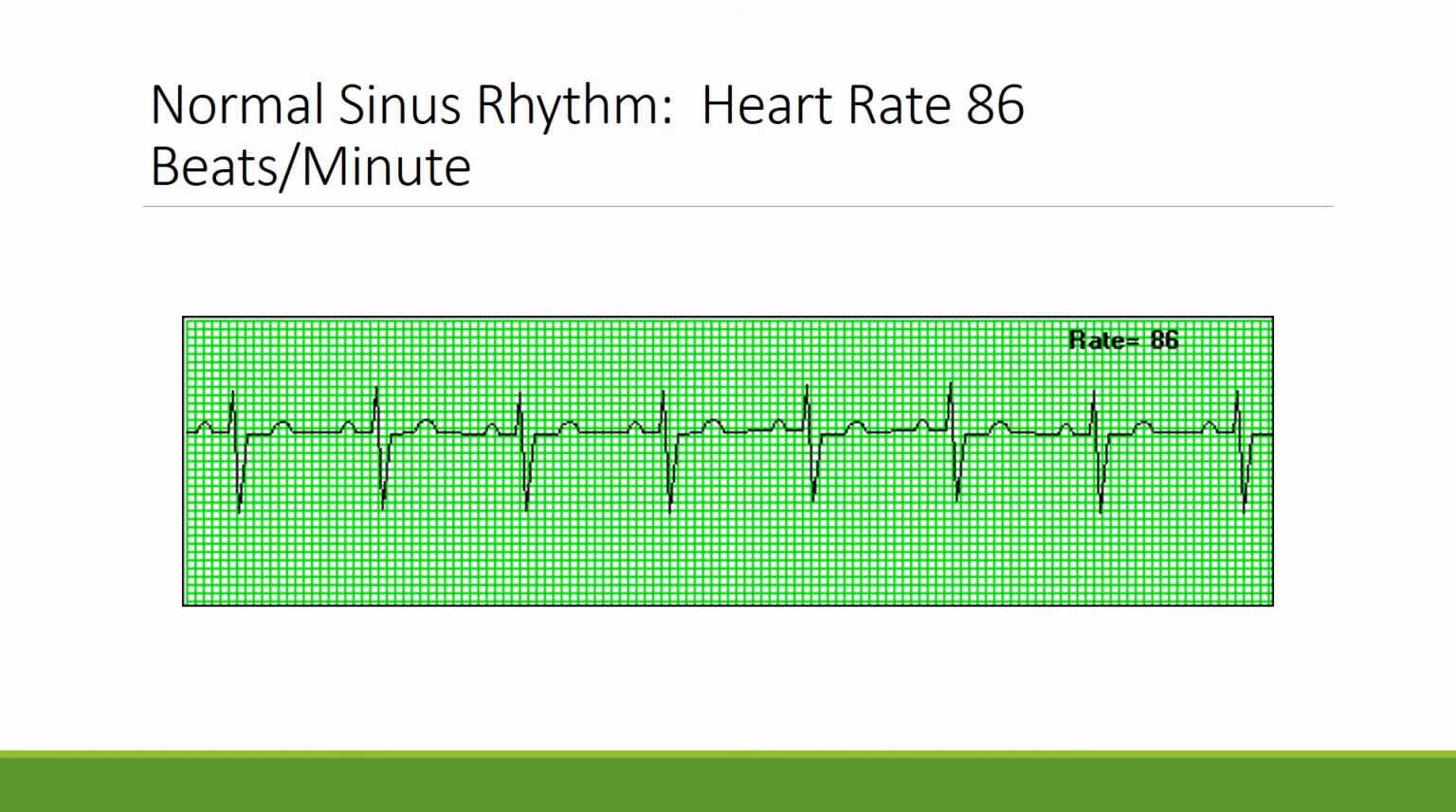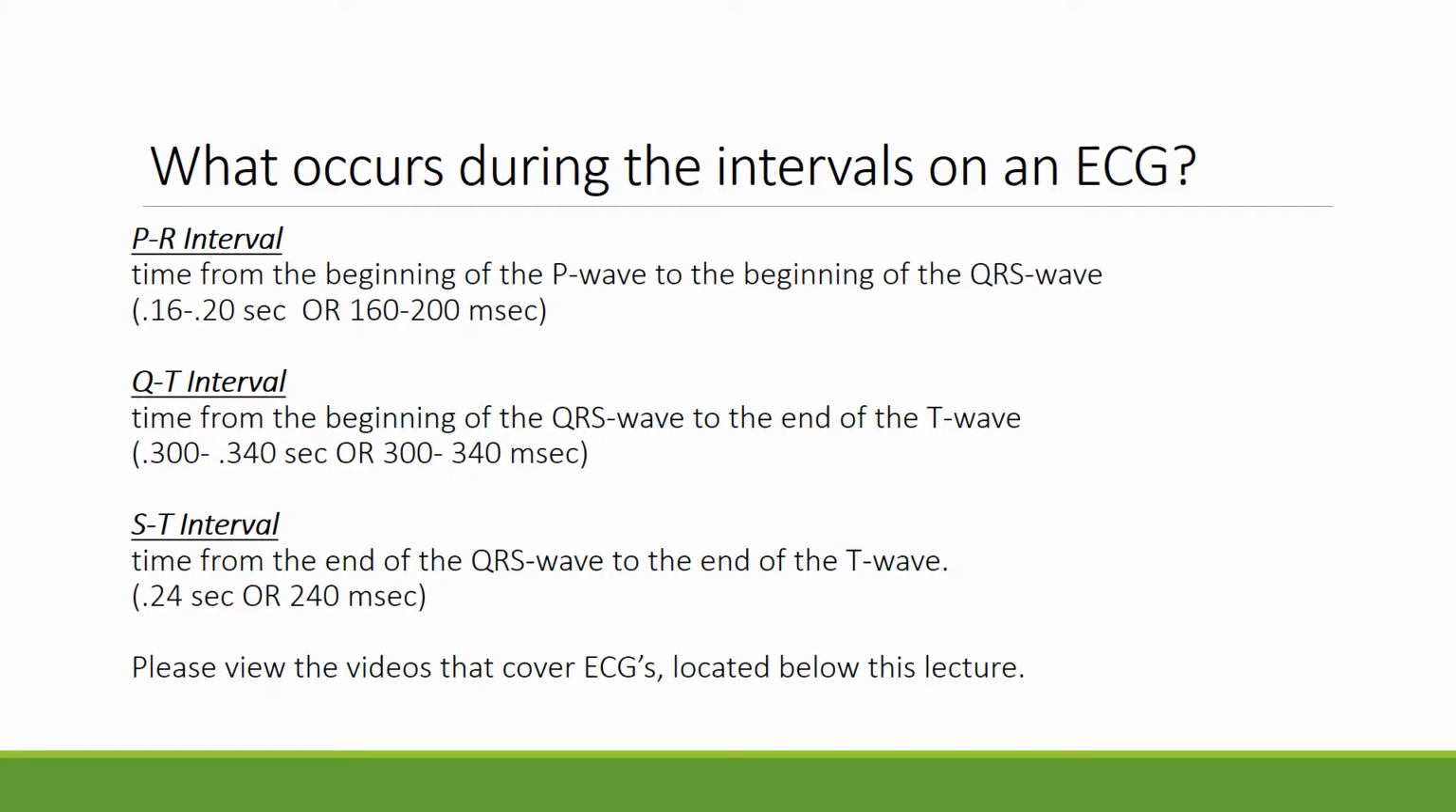This ECG strip shows a normal sinus rhythm. The heart rate is about 68 beats per minute, and we'll talk about how you calculate heart rate in a bit. There are periods of time on an ECG known as an interval, and there are 3 intervals you'll need to know about. The first is the PR interval, which is the time from the beginning of the P wave to the beginning of the QRS wave. Typically, it will last about 0.16 to 0.20 seconds or 160 to 200 milliseconds.